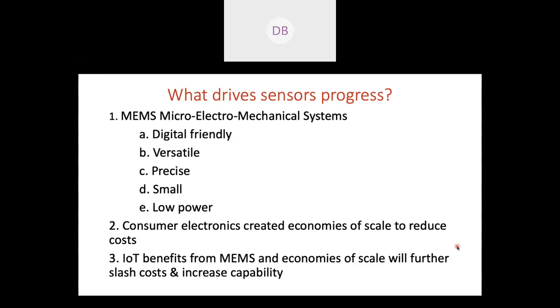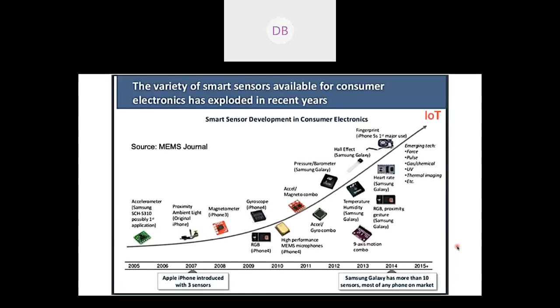Obviously, consumer electronics created economies of scale to reduce the cost. Typically, making a MEMS sensor is costly, but by playing with the economics, what the MBA people do, we can surely scale down the cost. So IoT benefits from MEMS sensors. If you see the smart sensor development in consumer electronics, the reference is missing, but you can view it from here. It's from the MEMS journal.